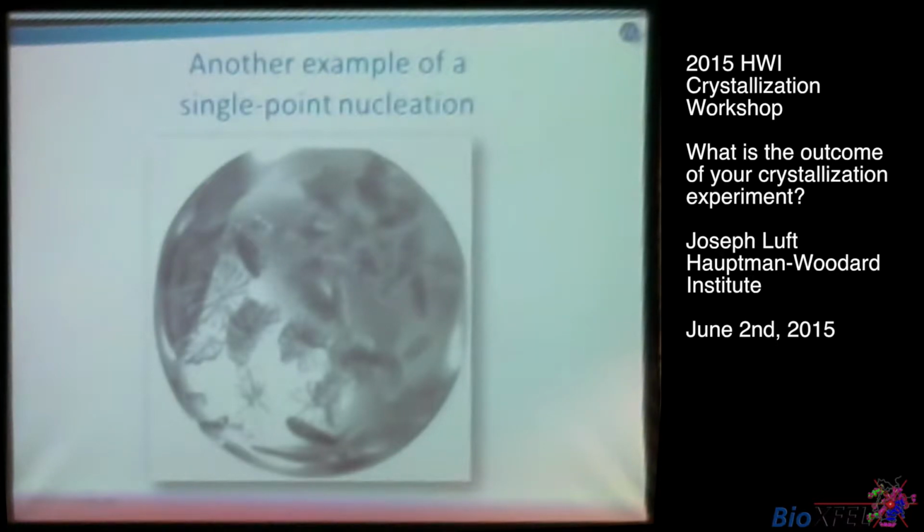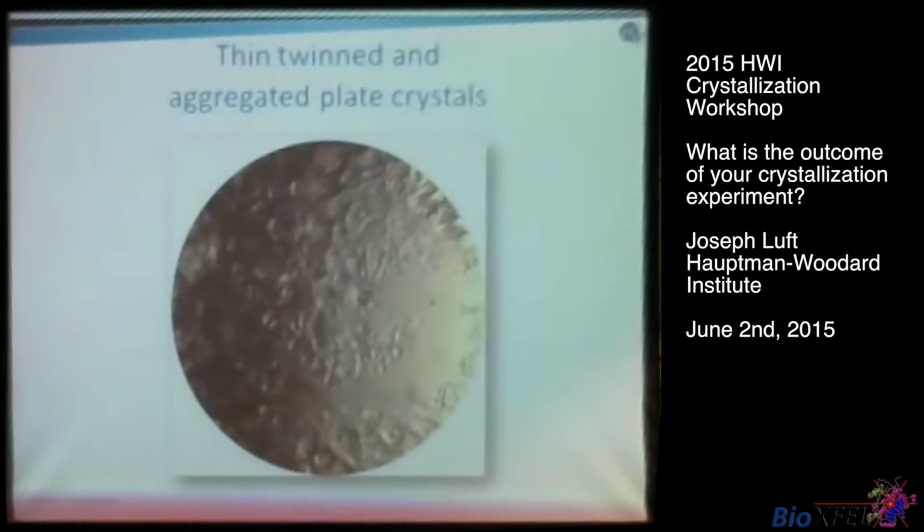So if you can see something that looks like a red blood cell, it might be worth crushing up and using as a seed, or trying to explore further around those conditions, because they can be very viable. Again, crystals don't always look beautiful. You can have these thin, twin, aggregated plates forming.